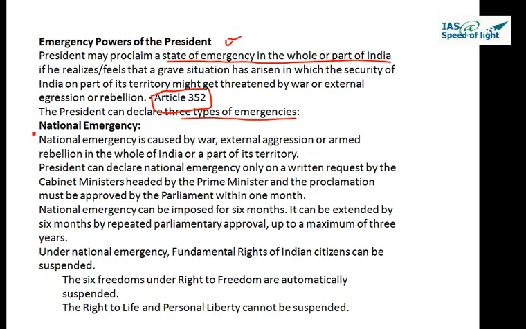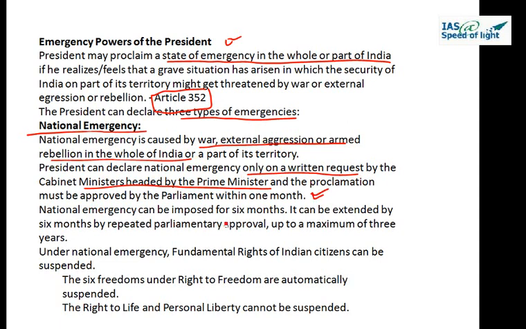The first one is a national emergency. A national emergency is caused by war, external aggression or armed rebellion in the whole of the country or in a specific part of the territory. The president can declare the national emergency only on written request by the cabinet ministers headed by the prime minister, and the proclamation of this national emergency has to be approved by the parliament within 1 month.